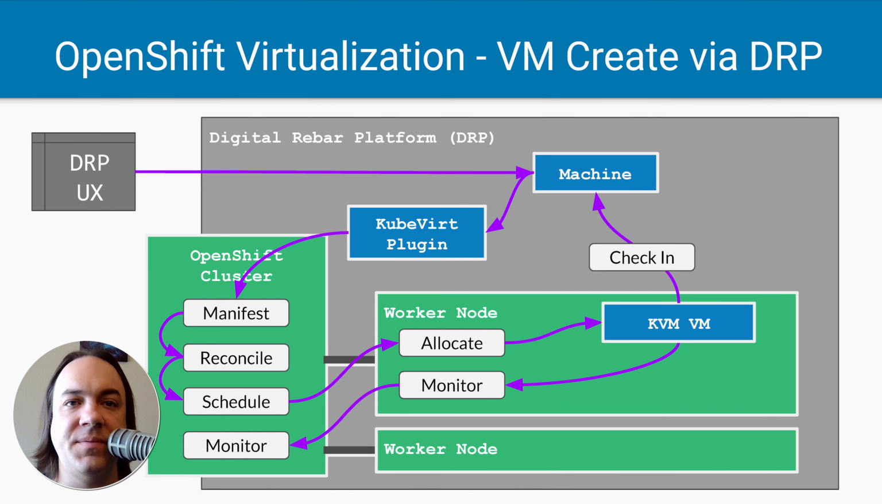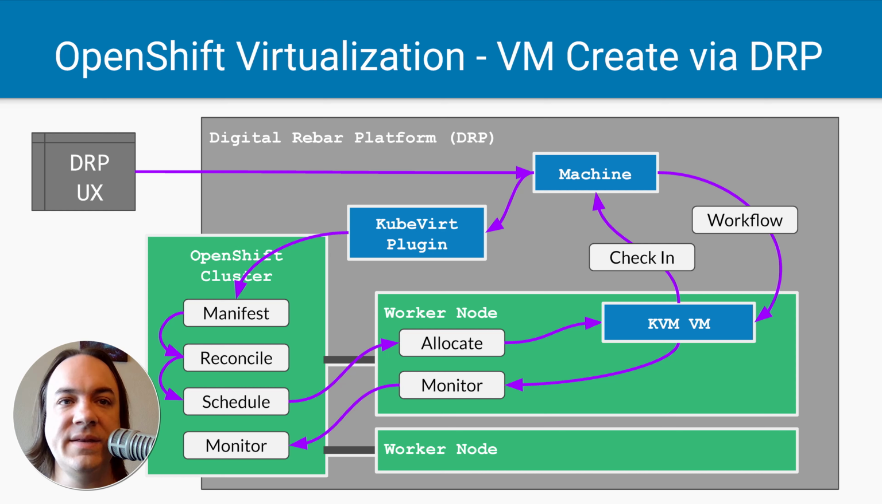What makes this method particularly powerful is the bidirectional integration. When the VM starts, it connects back to Digital Rebar and triggers configuration workflows. This creates a complete feedback loop where DRP not only deploys the VM, but also actively manages its configuration and lifecycle. This integration gives you the simplicity of traditional VM management while leveraging the power and flexibility of OpenShift. You're presented with a clean, user-friendly interface with forms instead of YAML, but still maintain visibility into the OpenShift objects being created behind the scenes.